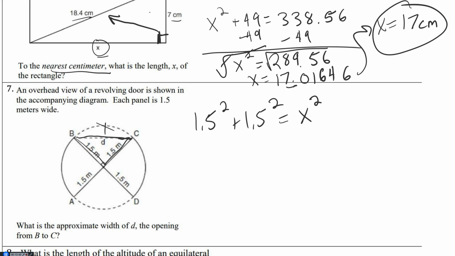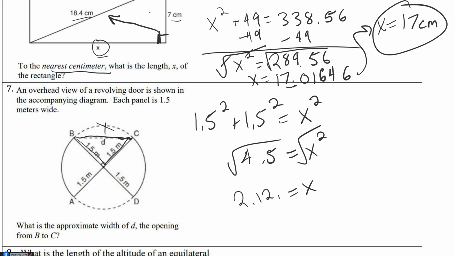So each of my legs squared equals my hypotenuse squared. So I get 4.5 equals x squared. Take the square root on both sides, and I'm left with x equals 2.12 meters. Now it says what's the approximate width of D, so they don't tell me where to round to, so I'm going to leave it to the nearest hundredth.